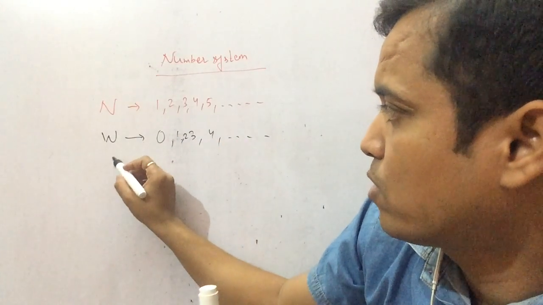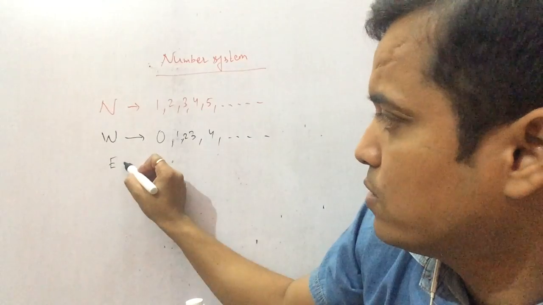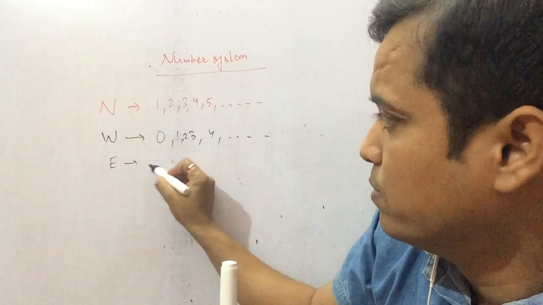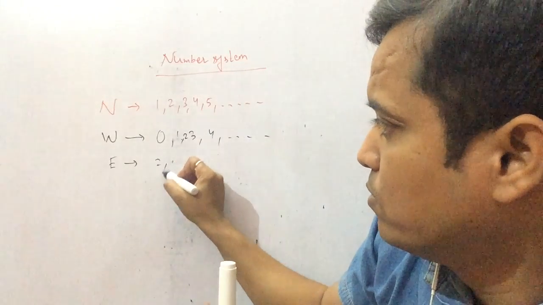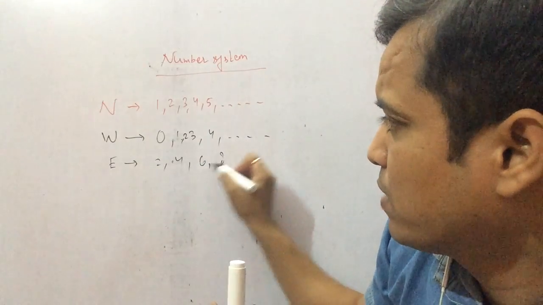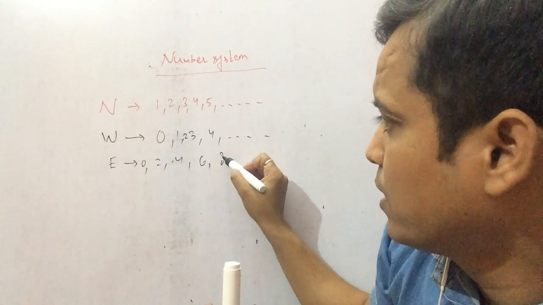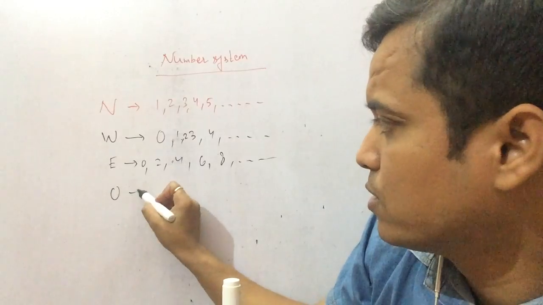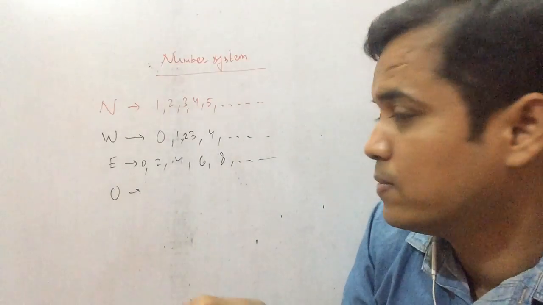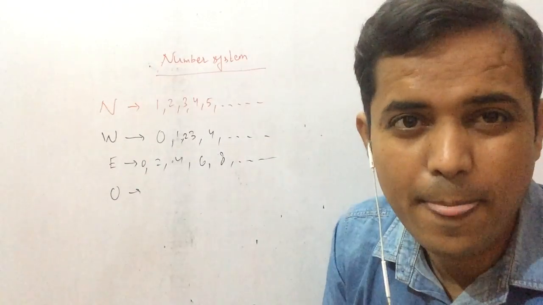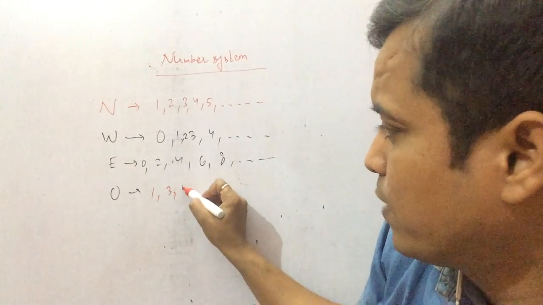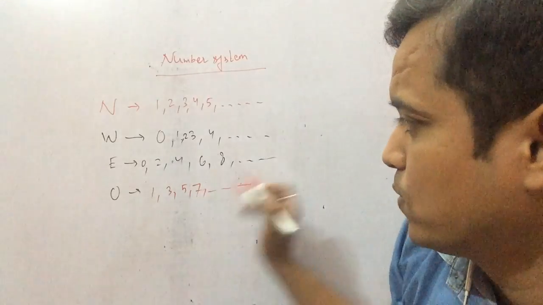Now let's talk about even numbers. An even number is a number which is divisible by 2. So we call it 2, 4, 6, 8. Sometimes we include 0 also. An odd number is a number which is not divisible by 2. For example, 1, 3, 5, 7, and so on.